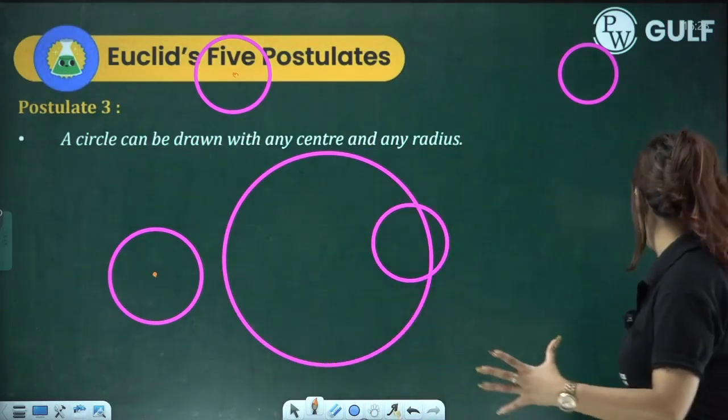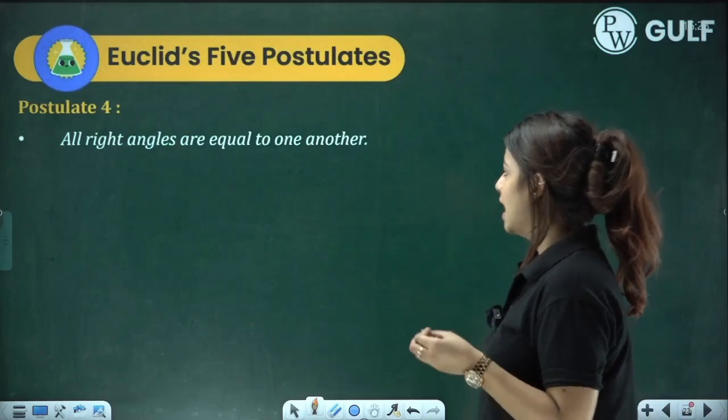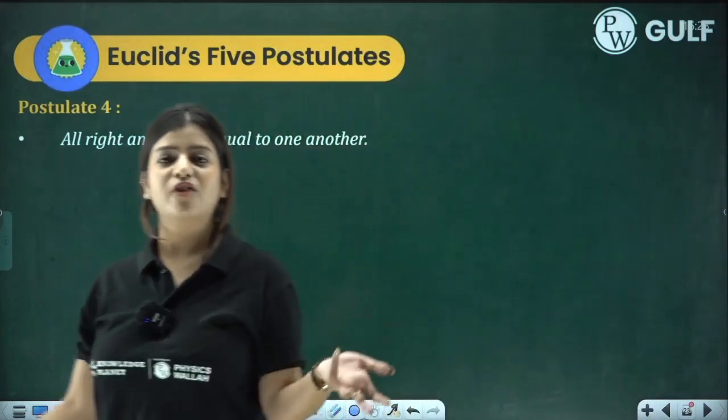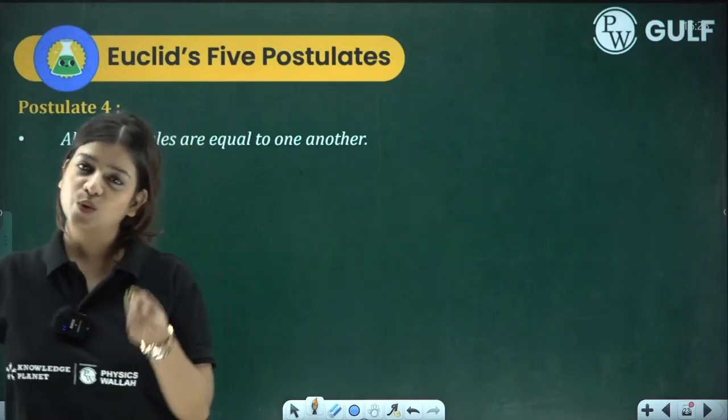As simple as that. Postulate 4 that we have is all right angles are equal to one another. All right angles are 90 degrees. 90 degrees always equals 90 degrees.